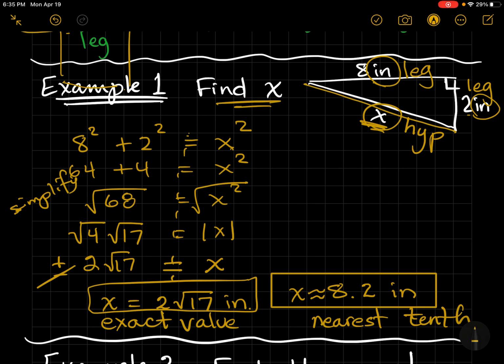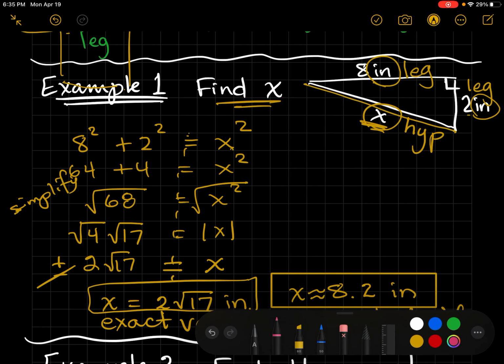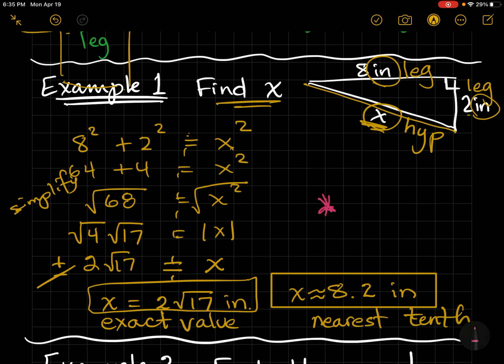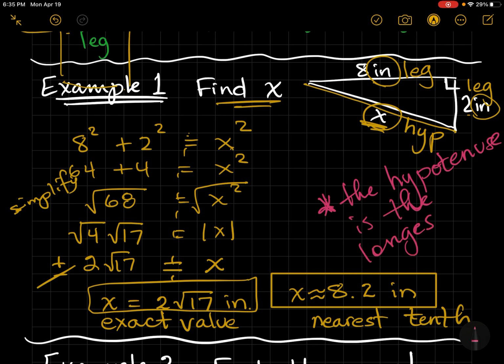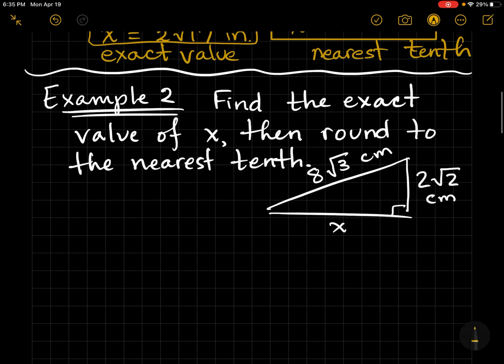But before we move on, recall that the hypotenuse must be the longest side. So let's even write that down. The hypotenuse is the longest side. And so I always like to double check my math. That's 8.2 inches, and so that is longer than this leg over here and this one. So you always want to double check that it is the longest. Okay, let's go on to example 2.